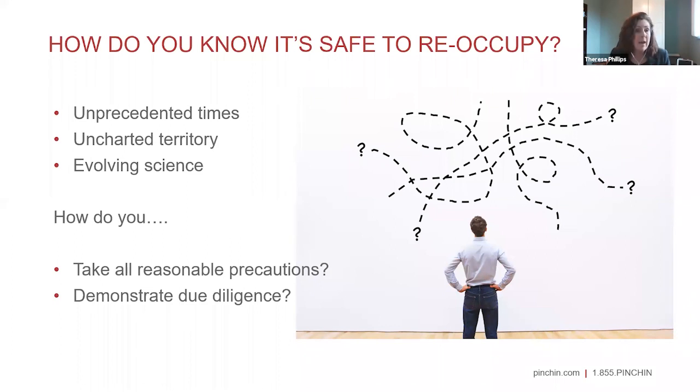So in light of that, how do you know that you've taken all reasonable precautions to reopen your building, let your tenants back in, let the public back in, or your employees? And how do you demonstrate due diligence if you need to do so? Next slide.